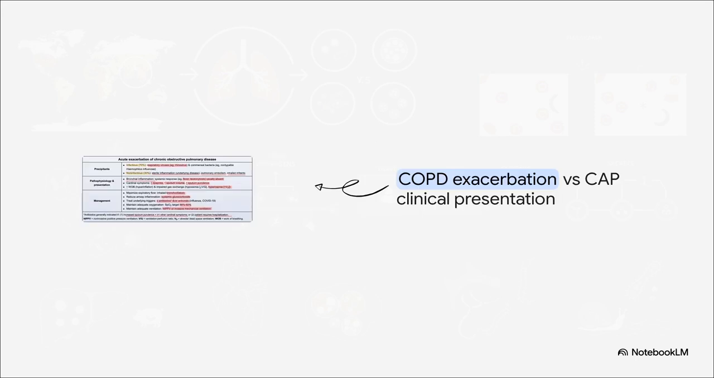Now let's contrast CAP with a COPD exacerbation. A huge differentiator here is that in a COPD flare, systemic symptoms like fever and chills are usually completely absent. Instead, the cardinal signs are a sudden spike in dyspnea, increased sputum volume, and increased sputum purulence. And that typical yellow or purulent sputum is actually just from epithelial sloughing. It's not necessarily a sign of a bacterial infection.